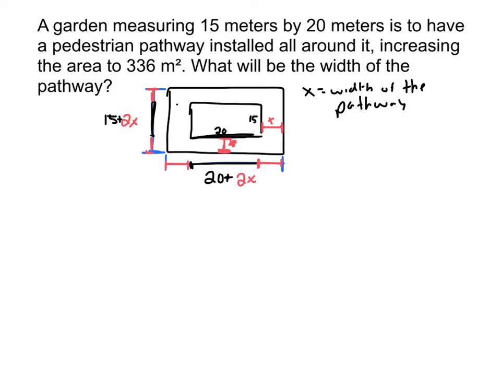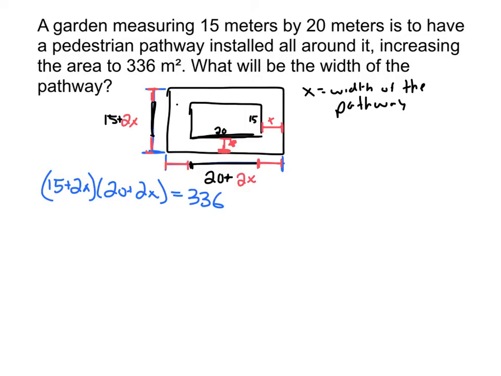The area is length times width. So if you take 15 plus 2x and multiply that by 20 plus 2x, you'll get 336, the area of the garden and the pathway. Now that I've set that up, that's the hardest part of the question, and now I just need to solve for x. First thing I'm going to do is FOIL.